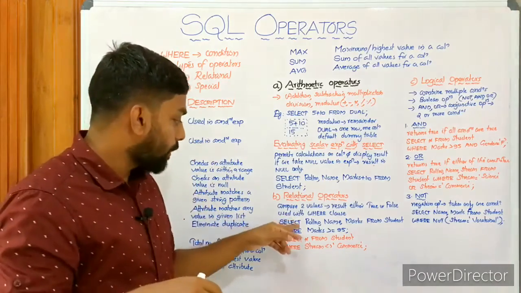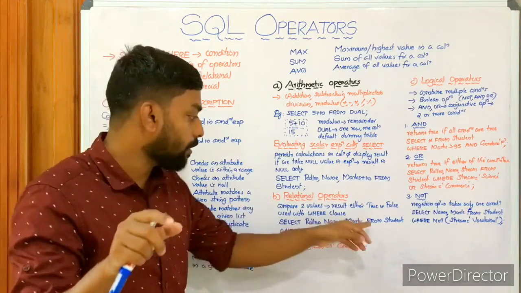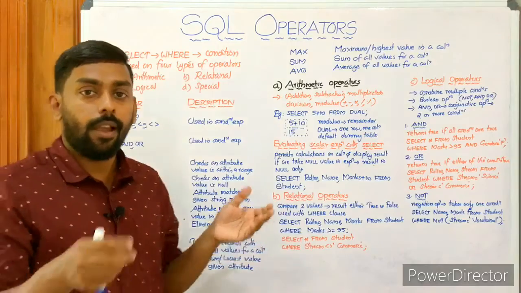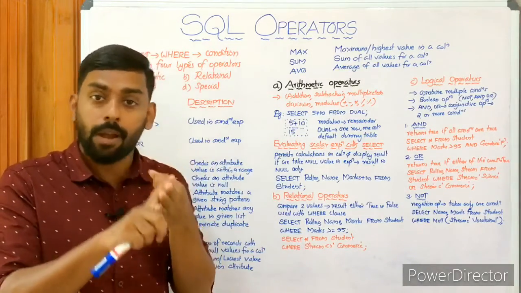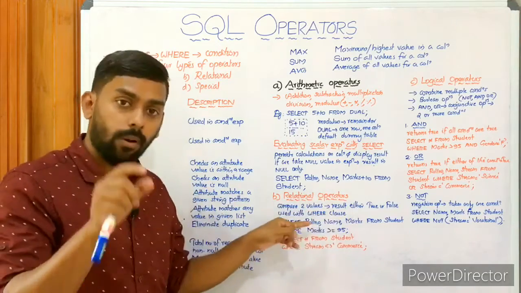Okay. Select roll number, name, marks. Actually, we are selecting 3 columns: roll number, name, and marks from student where marks greater than or equal to 95. What will be the result? It prints the details of those students. Which details? Roll number, name, and marks. Only these 3 columns will be displayed because we have selected only these 3 columns.